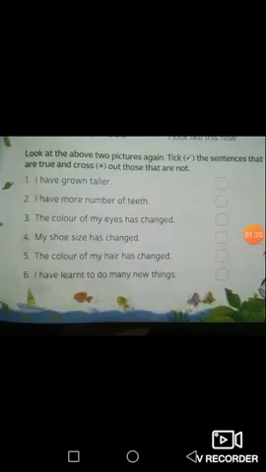Now let us look at the next line. Look at the above two pictures again and tick the sentences that are true and cross out those that are not. Number 1. I have grown taller. Have you grown taller? How tall were you last year? How tall are you this year? Is there any difference? Are you taller now than you were last year? Most probably. So what do you do when it's true? You put a tick in the box. Very good.